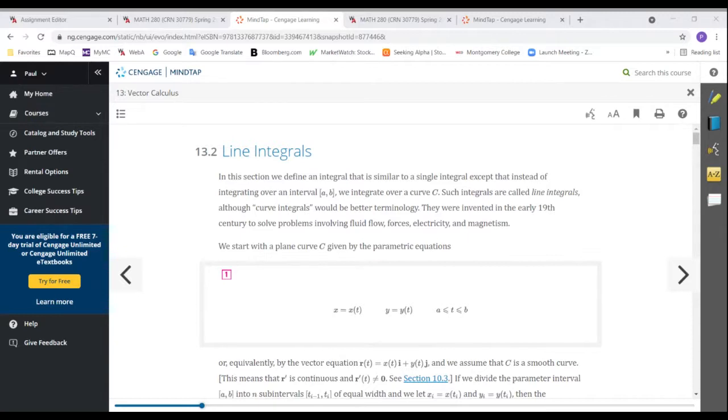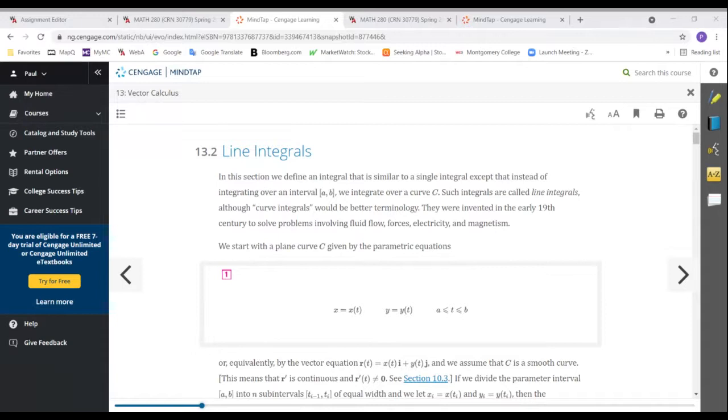And one key thing that we want to do with a vector field is, if a particle moves in the vector field, what work does the vector field do in moving the particle from one point to another point in the vector field? And in order to do this kind of problem, we have to learn about something called line integrals.